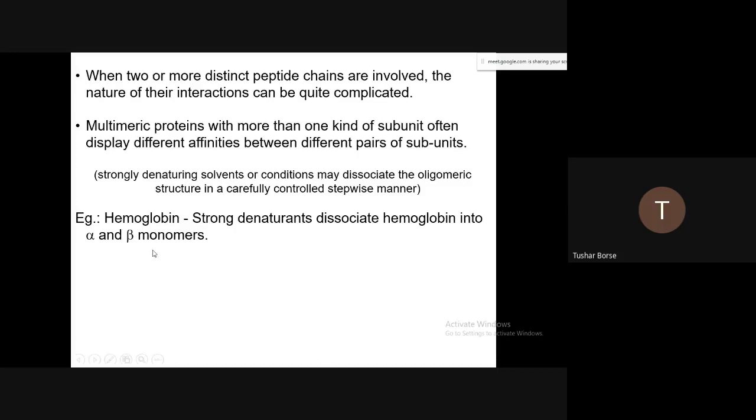Okay, so the example again here you can quote is hemoglobin. So hemoglobin, if you know, consists of 4 subunits. So there are 2 alpha subunits and 2 beta subunits.